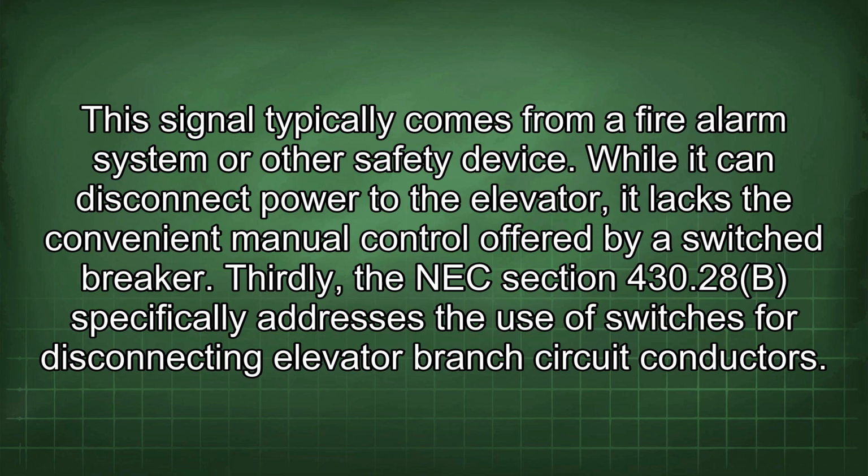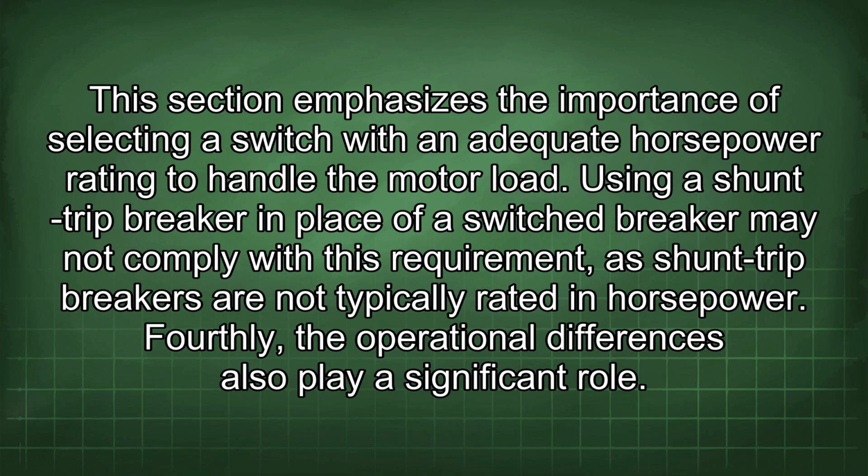Thirdly, the NEC Section 430.28(B) specifically addresses the use of switches for disconnecting elevator branch circuit conductors. This section emphasizes the importance of selecting a switch with an adequate horsepower rating to handle the motor load. Using a shunt-trip breaker in place of a switch breaker may not comply with this requirement, as shunt-trip breakers are not typically rated in horsepower.